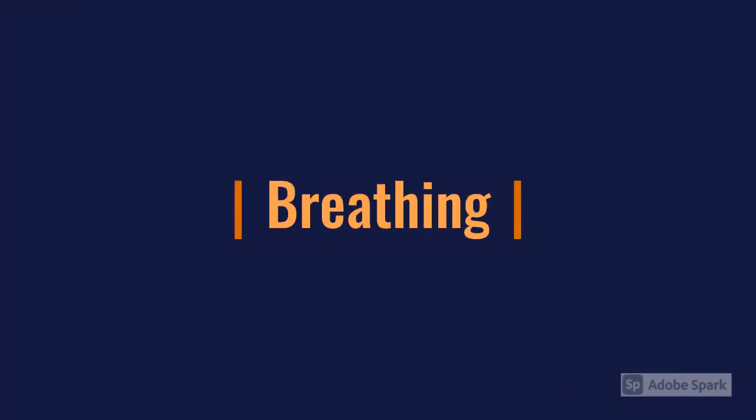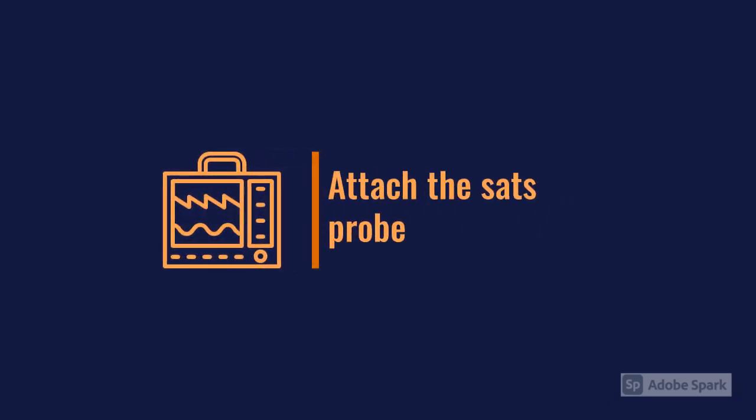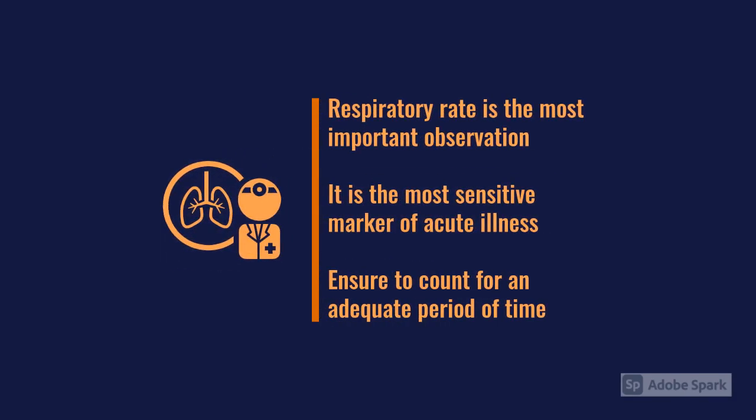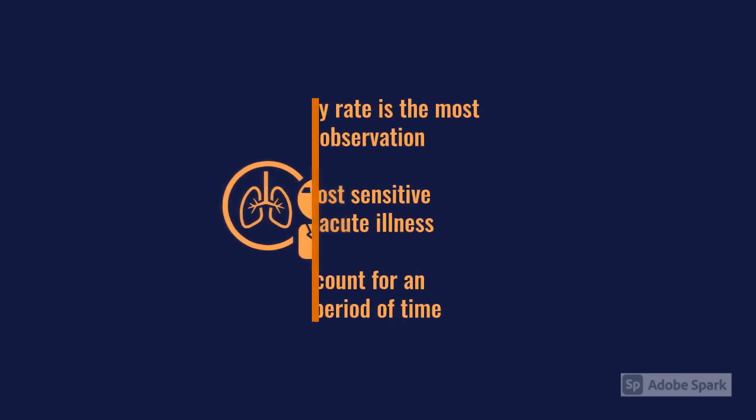What do we want to do? How do you structure that breathing assessment? So obviously you want to get a SATS probe on pretty early just to see what the oxygen saturation levels are. We're going to check a respiratory rate. Now, respiratory rate is probably the most important observation you can take, the most sensitive marker of acute illness, often performed very badly. So make sure you're counting for an adequate period of time.